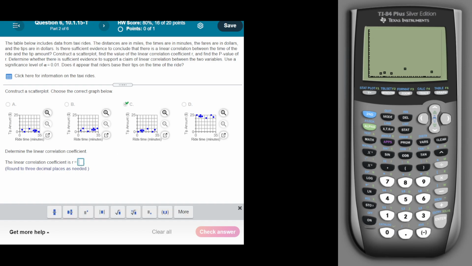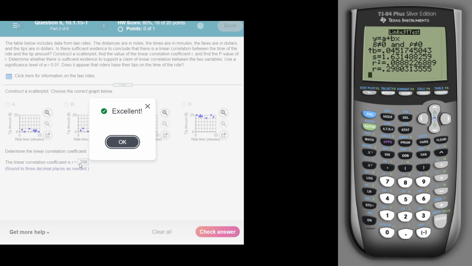Anyway, the linear correlation coefficient, to get to it, we go to our TI-84. Let's hit stats, tests, LinRegTTest, and we're going to go down to calculate. It's just so much quicker. Anyway, here we go. So the linear correlation coefficient is going to be r. So 0.298. They wanted 3 decimal places. So 0.298. Can't believe StatCrunch didn't work.